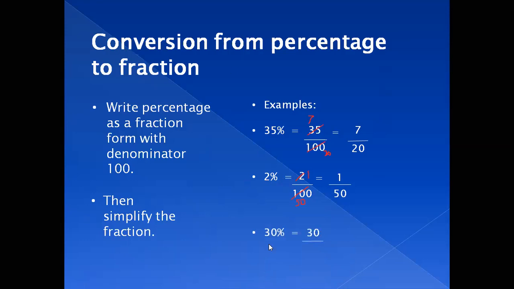Now the third example is 30%. The rule is same. We will write this as 30 hundredths, and then we will do the simplification. We will read the table of 10, and 10 threes are 30, and 10 tens are 100. So the answer is 3 tenths. We cannot reduce it further because they don't go in the same table, in any of the same table.